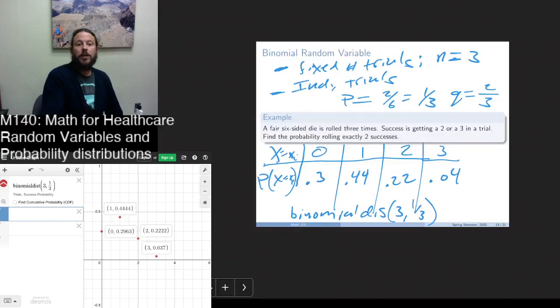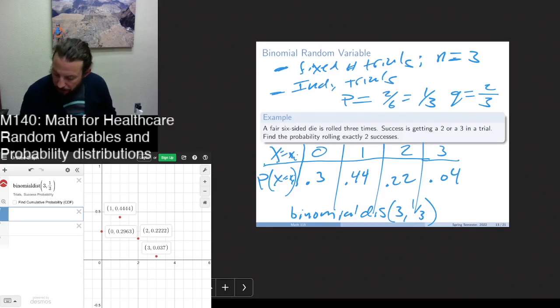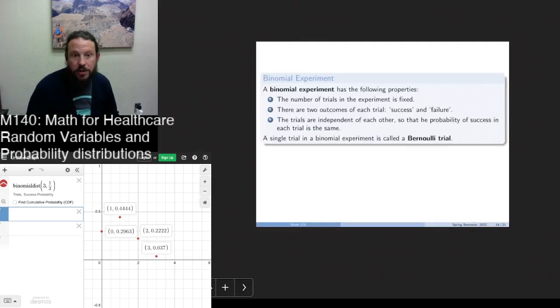Now, that's a binomial random variable. In general, what makes a binomial random variable? They're very important, very useful. Okay? So what they are is a binomial experiment, and the binomial random variable is going to be the number of successes in this experiment. What we need: the number of trials in the experiment is fixed.